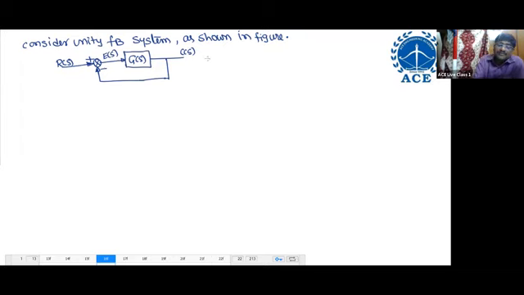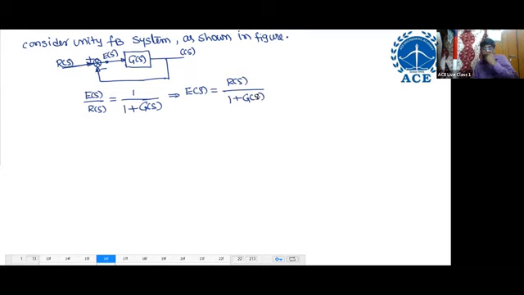What is E of s by R of s? Up to E of s, the path gain is 1, divided by 1 plus the opposite sign of loop gain. The loop gain is minus G of s, so the opposite sign means plus G of s. So E of s equals R of s by 1 plus G of s.